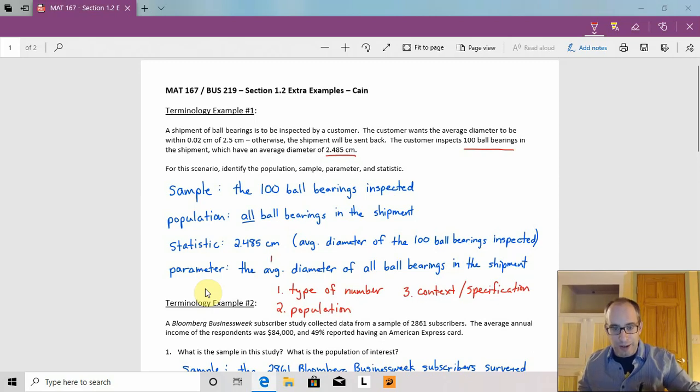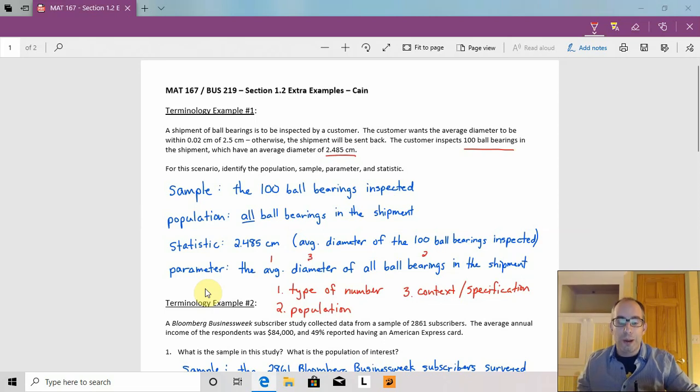So I can diagram this since I've got it in here. The population is all this, right? All ball bearings in the shipment. So there's the population, which really is this whole phrase right here. And then the context or specification: the average what of all ball bearings in the shipment? Well, the average diameter. So that's that third thing.